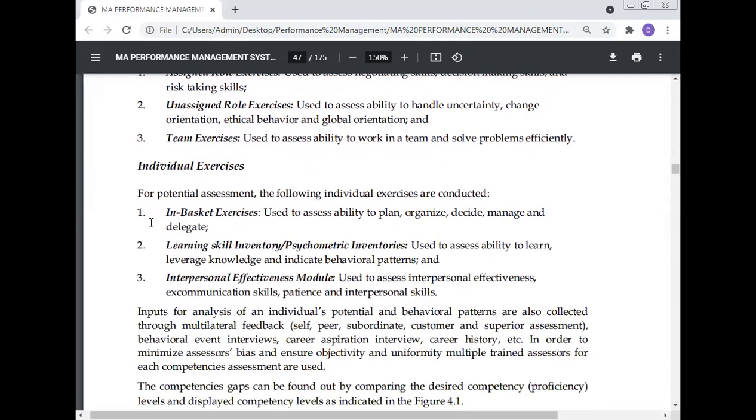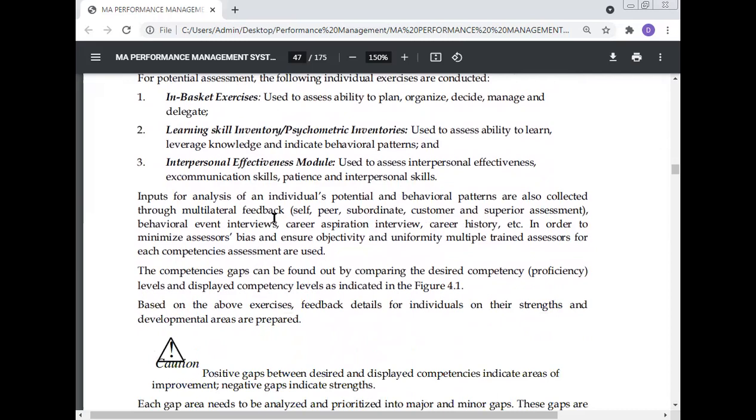Individual exercises. For potential assessment, the following individual exercises are conducted. In basket exercises are used to assess ability to plan, organize, decide, manage, and delegate. Learning skill inventory, a psychometric inventory, is used to assess ability to learn, leverage knowledge, and indicate behavioral patterns. Interpersonal effectiveness module is used to assess interpersonal effectiveness, communication skills, patience, and interpersonal skills.